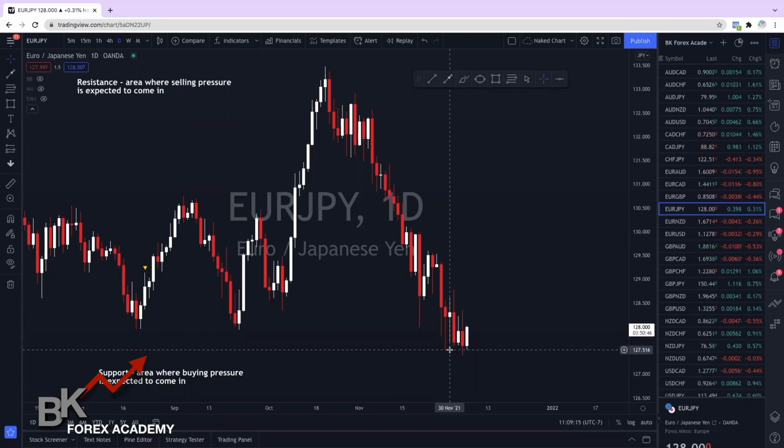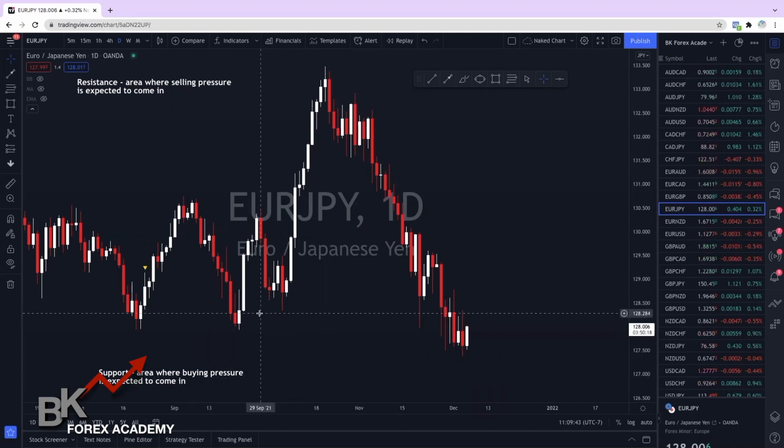We're going to hop right into support and resistance. In your first year as a trader, one of the things you need to learn is support and resistance. I'm going to keep it simple. You're going to see a lot of technical terms on the internet. Resistance is simply an area where we expect selling pressure to come in. Support is an area where buying pressure comes in.